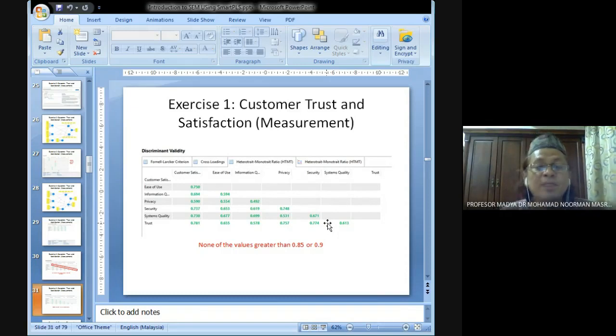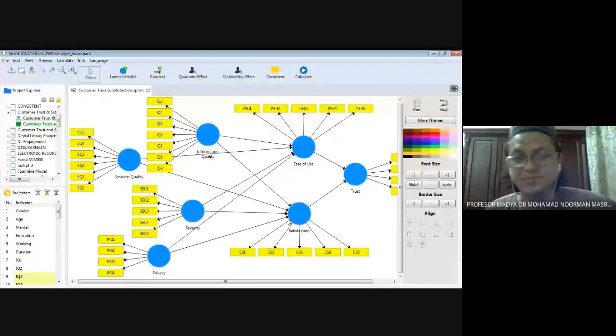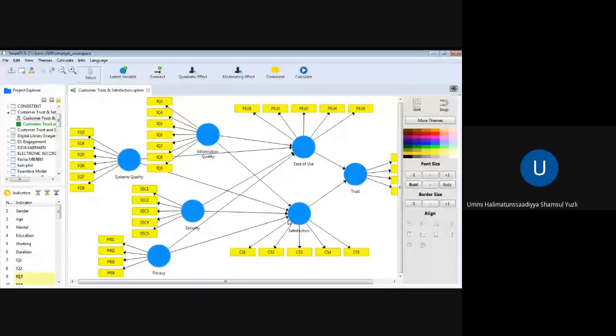Okay, now let's look into our SmartPLS. Hang on, I need some time to show my screen. Where is my SmartPLS? It's not appearing. Okay, can you see my SmartPLS, everyone? Yes, Prof.